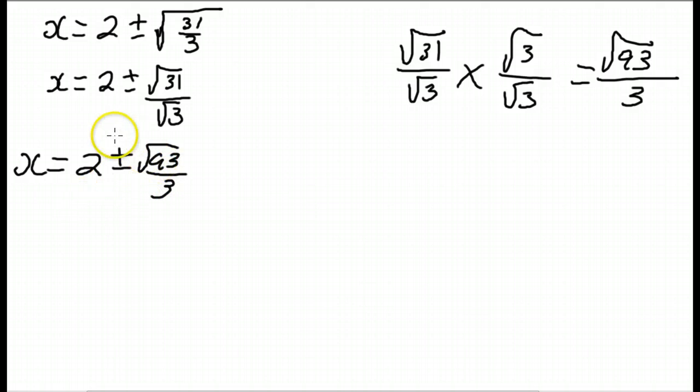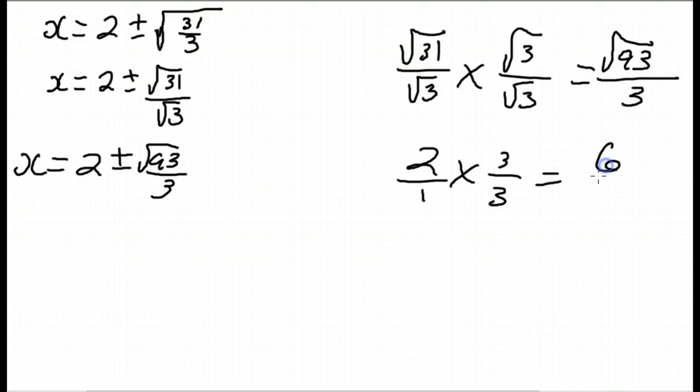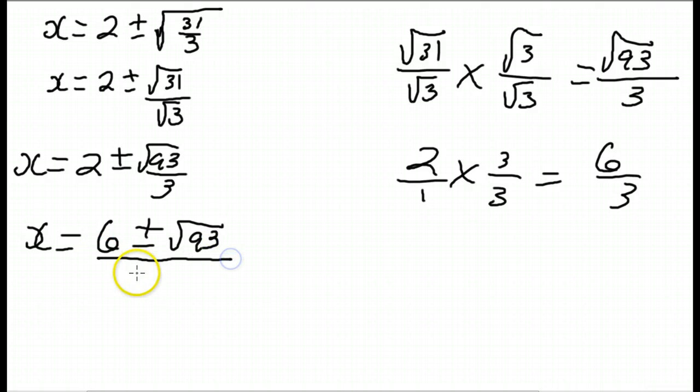But wait a sec, we can put it all over 3. So 2 over 1, if I want that over 3, that's equal to 6 over 3. So ultimately, the final answer is 6 plus or minus root 93 all over 3. And that is our final answer.